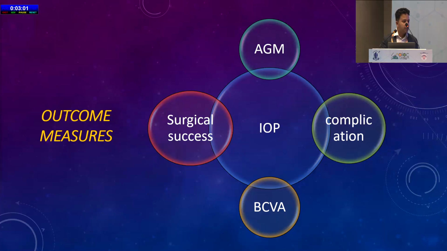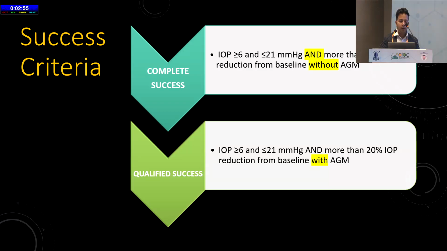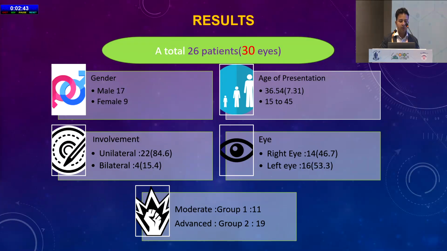The outcome measures were intraocular pressure and AGM, and accordingly we calculated surgical success and noted the complications. The success criteria we used were IOP more than 6 and less than 21 mmHg, and more than 20% IOP reduction from baseline without AGM, which is a complete success. With AGM, it is a qualified success.